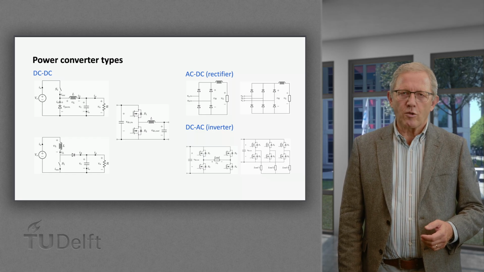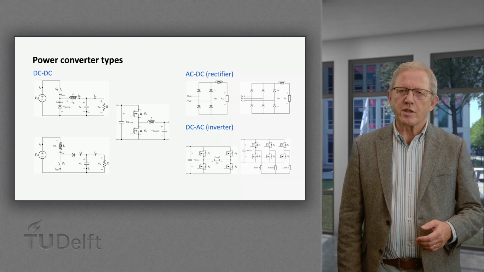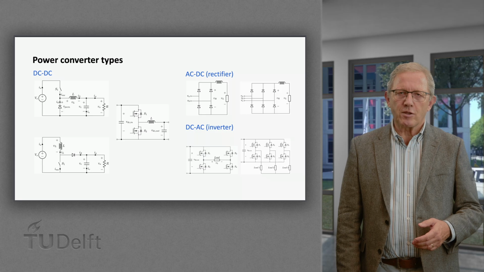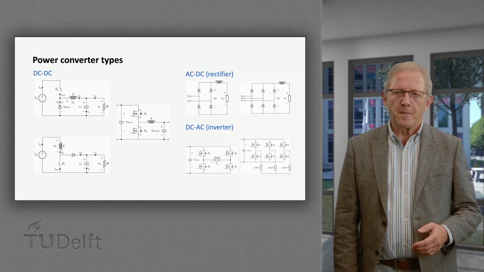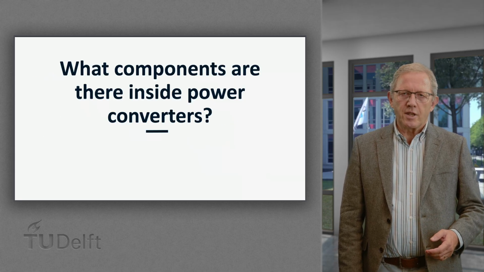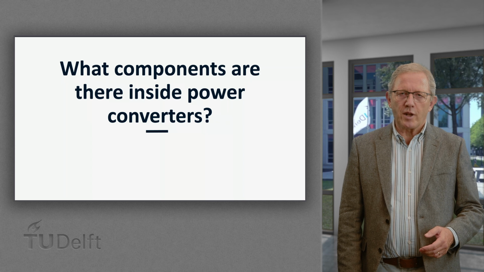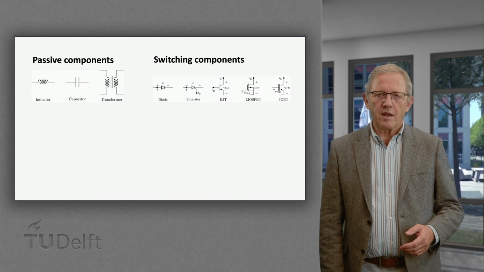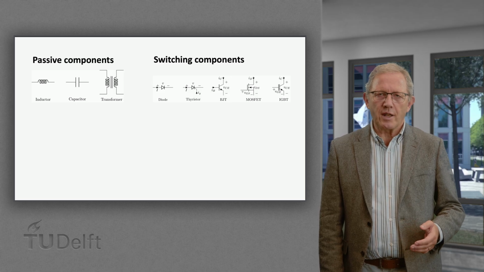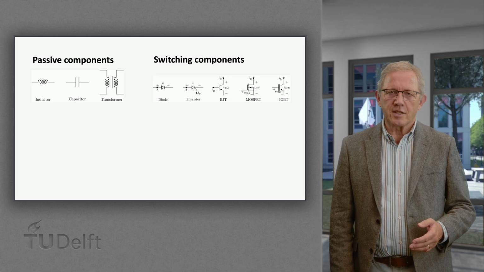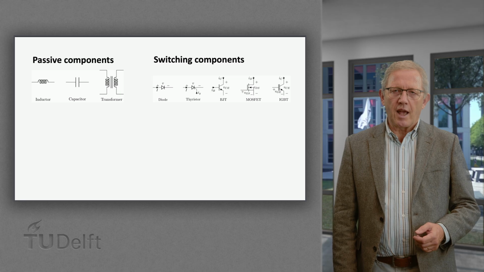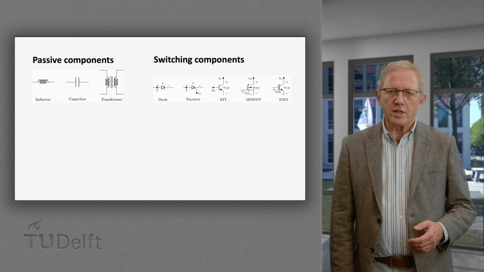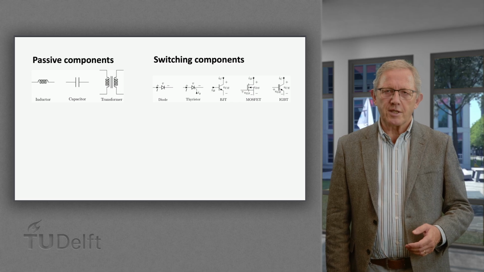This slide shows the circuits of these power converters. We can see that these circuits are built based on various electrical components. Let's continue to explore different electrical components inside the power converters. These components can be categorized into passive components and switching components. As can be seen on the screen, passive components include inductors, capacitors, and transformers.